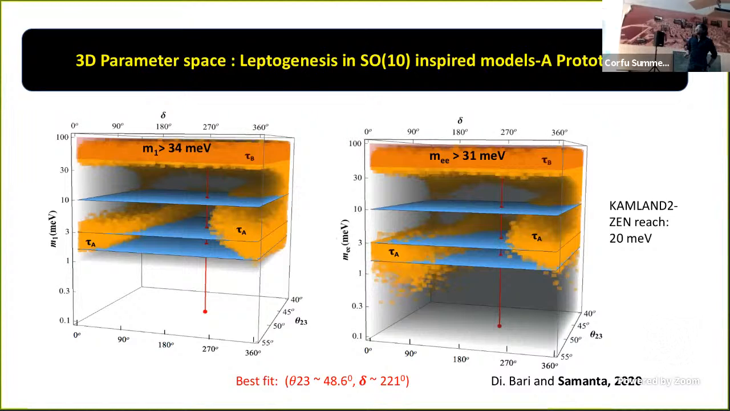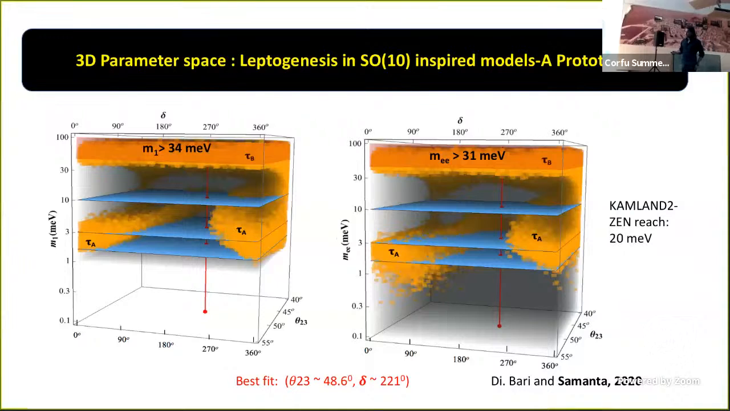It's a kind of high resolution Monte Carlo simulation of leptogenesis in SO(10), where you assume the Dirac type mass matrix is similar to the quark mass matrix. This is a 3D parameter space of leptogenesis in SO(10) inspired models, where on this axis you have delta, which is the Dirac CP phase that you measure in experiments. This one is theta 23, the 2-3 mixing angle of the neutrinos, and on the z-axis it's the lightest neutrino mass.